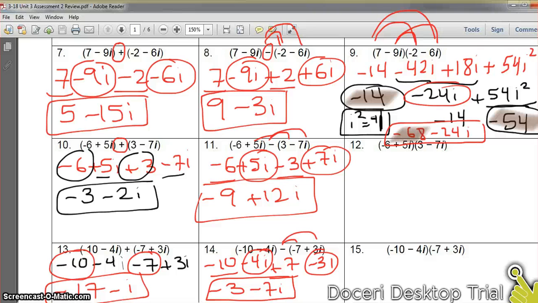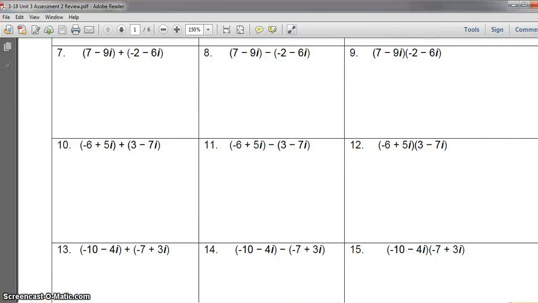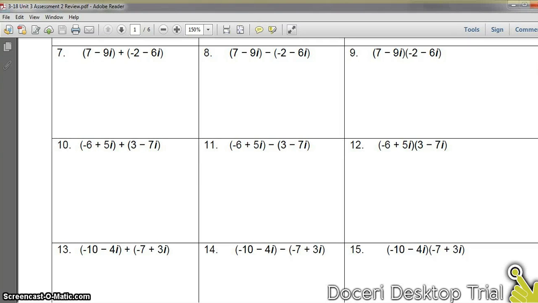Now let's move on to number 12. Let me erase everything and work on number 12. Again, you have to multiply, so negative 6 times 3 and negative 6 times negative 7i. Negative 6 times 3 is going to be negative 18. Negative 6 times negative 7i is going to be plus 42i.